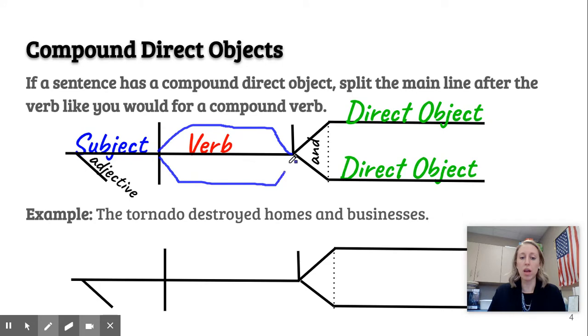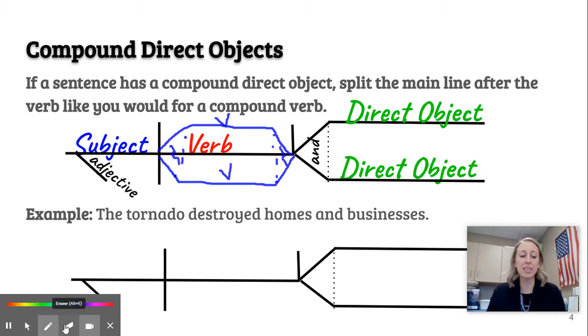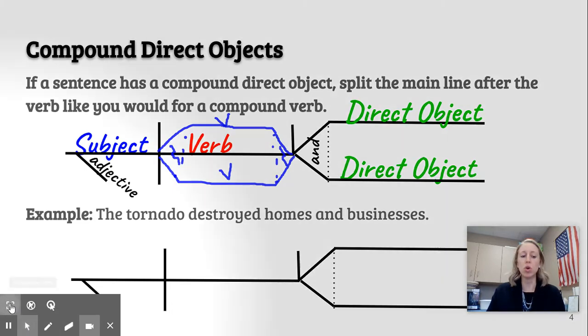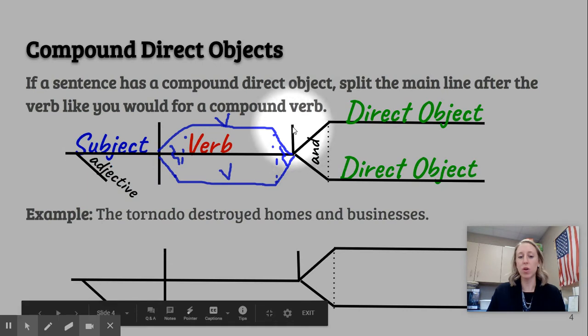So you would actually draw the lines like this, and you have the dotted line here, and then you'd have your verb here, your conjunction here, and your conjunction here. Just so you guys know, they would come together kind of at an X. But you guys, do not forget this vertical line.